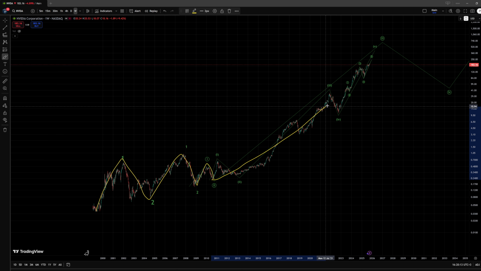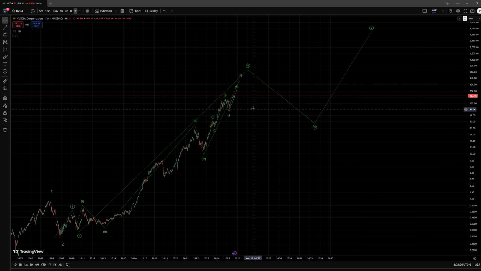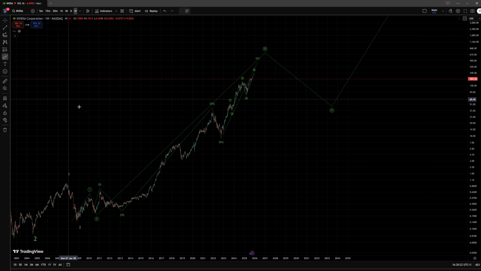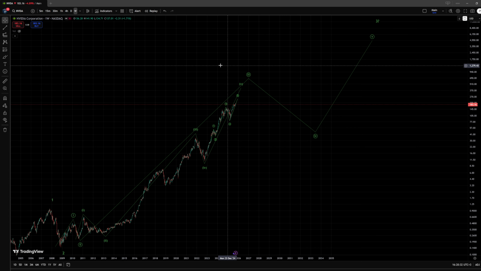Now within this structure there are actually multiple ways to count it, and some would allow even very wild extensions on this chart. It does have a very bullish structure that could extend on and on for quite a significant amount of time and price action.